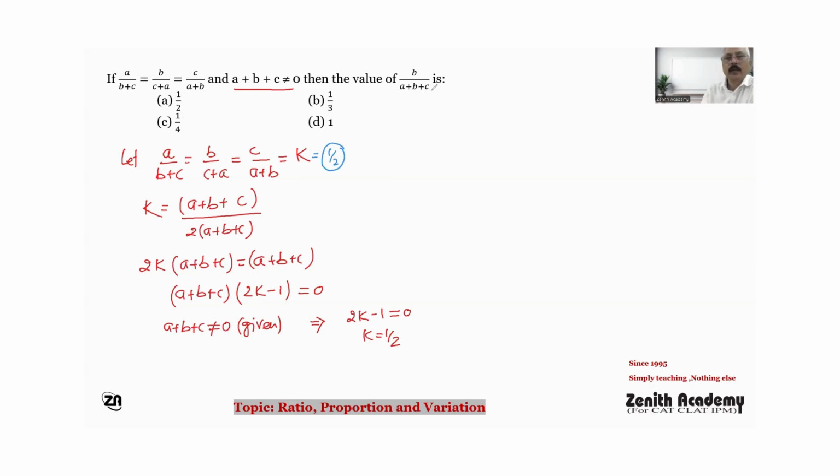Now you have to find the value of B upon A plus B plus C. So how will you find this? Look here, B upon C plus A is equal to K. Any doubt? And K we calculated equal to 1 by 2. So I can take this as equal to 1 by 2.